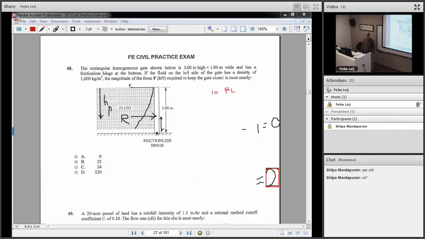What I had in mind is to do a few more practice problems. Is that okay? Before we start with hydrology and hydraulics. These problems are probably a little bit easier than some of the problems we did earlier. The first one we already did, some of the moments about the hinge point.